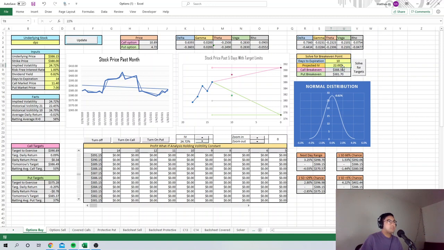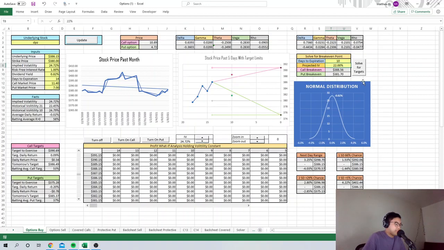Usually, if you are a buyer of an option, you want the implied volatility to be higher, because the higher it is, the lower the target becomes for you. So let's look at this dot. This dot is the break-even point, where you make profit. If it goes above this point at 10 days, you make profit. It's at 388.56.